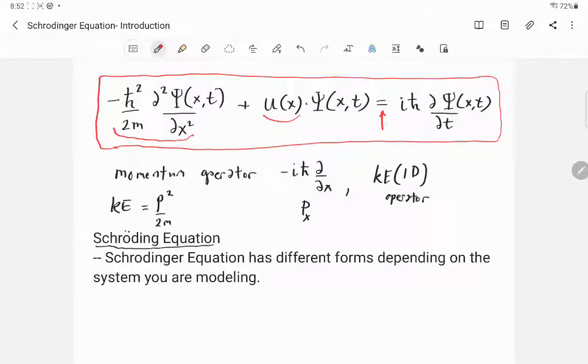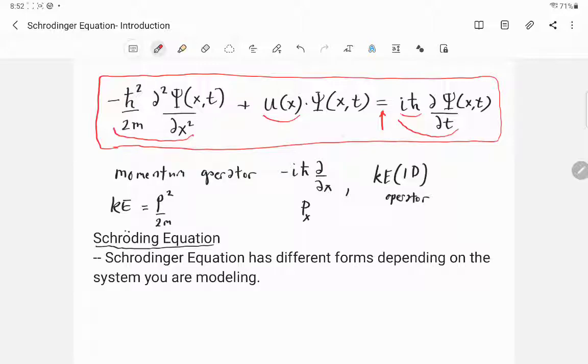And then on the right-hand side is a time operation. It's a time derivative on the same wave function psi of space and time. And then besides that, it's got this i h bar, and it's got the h bar squared, and there is a division by 2m.